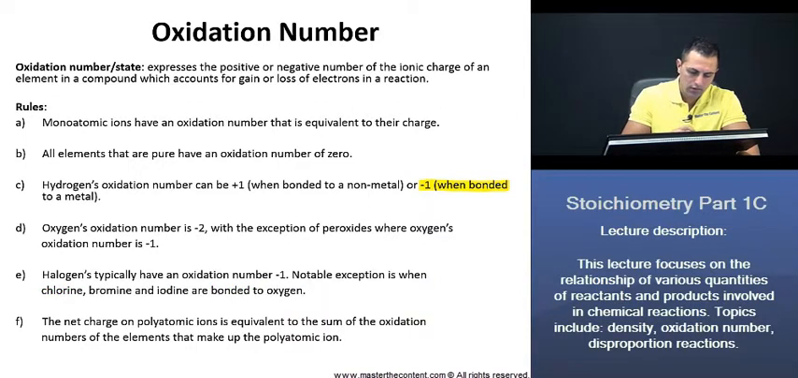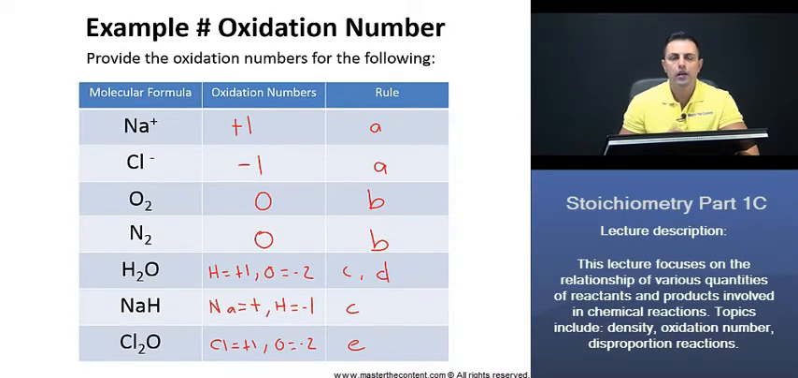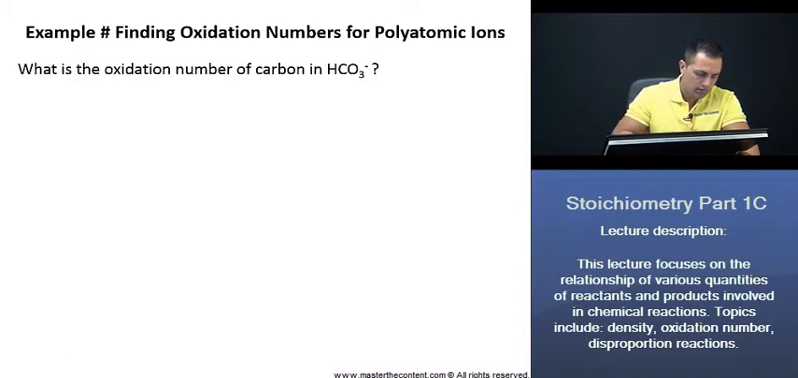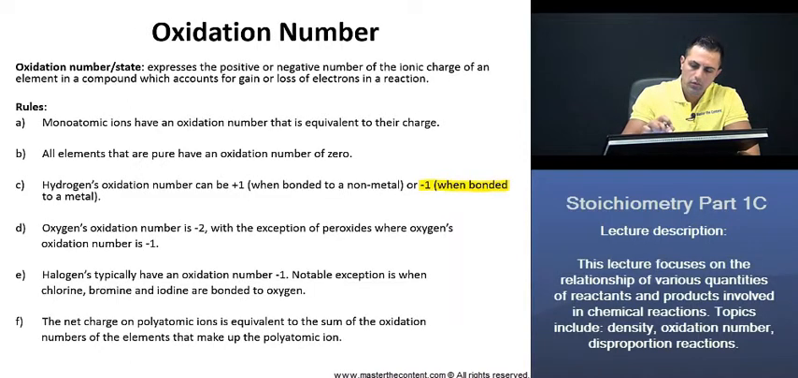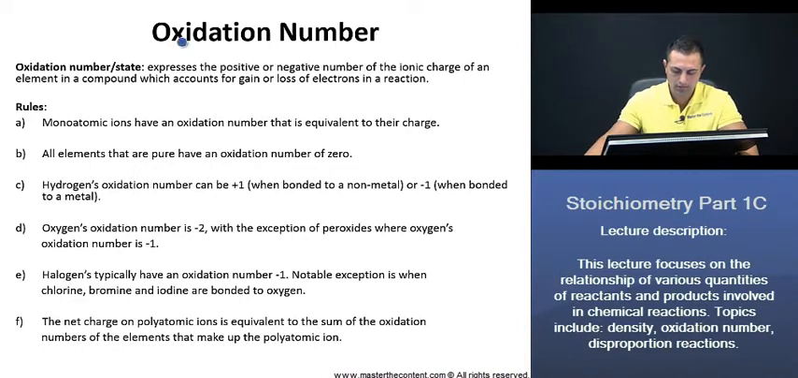Wonderful. Now let's move on to our next slide, and we'll focus a little bit more on polyatomic ions. Looking here, example finding oxidation number for polyatomic ions. What is the oxidation number of carbon in bicarbonate? I would just like to take a moment now to go back and read rule F again, because we're going to be applying this.